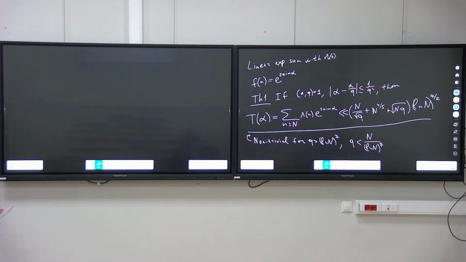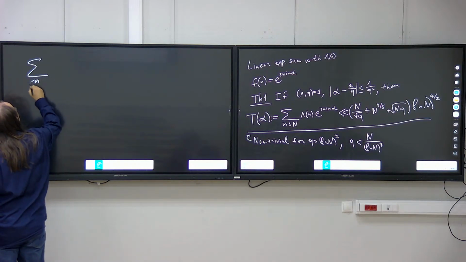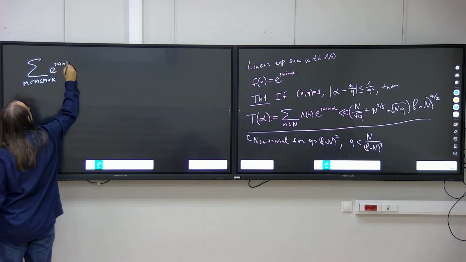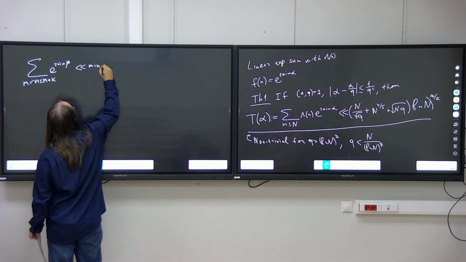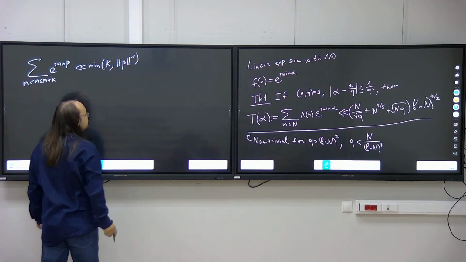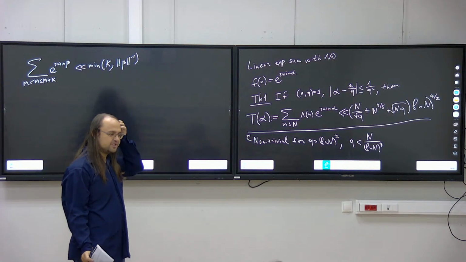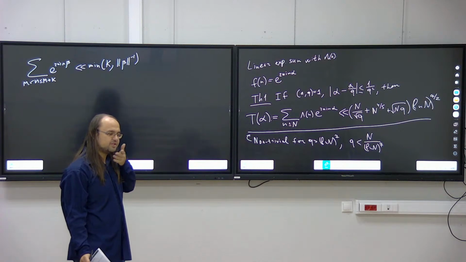So let me explain what we do here. Sum over all n between m and m plus k, e to the power 2 pi i n beta, for any beta is at most minimum between k and the distance from beta to the nearest integer to the power minus 1. This is a known estimate for the linear exponential sum. It is done by a formula for the geometric progression, right?